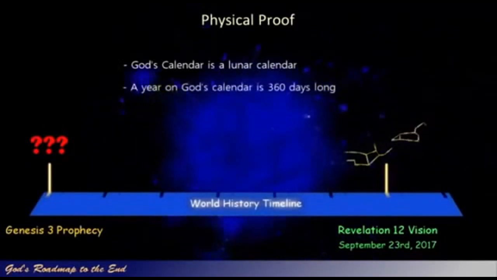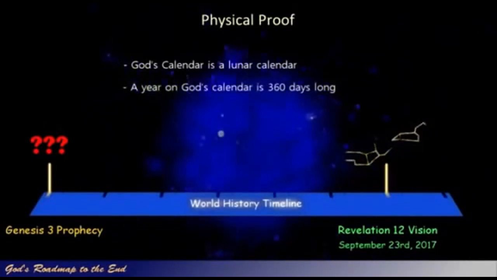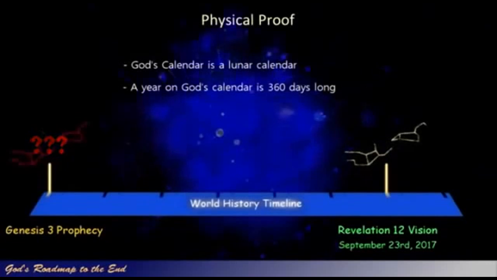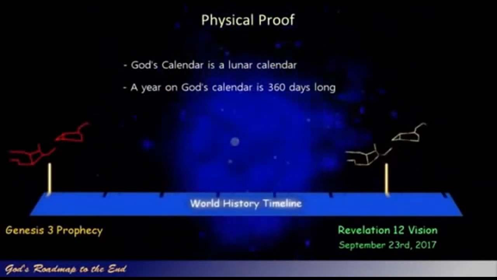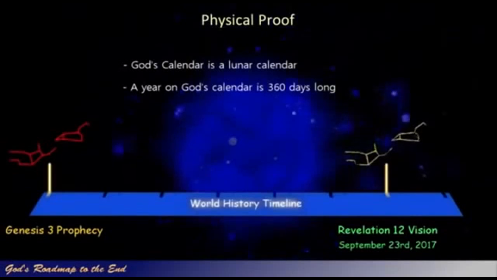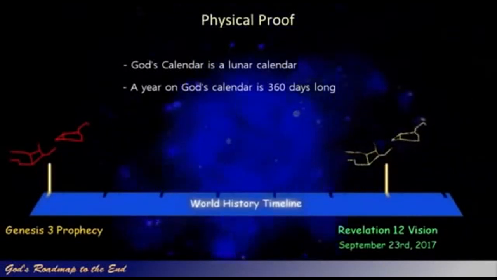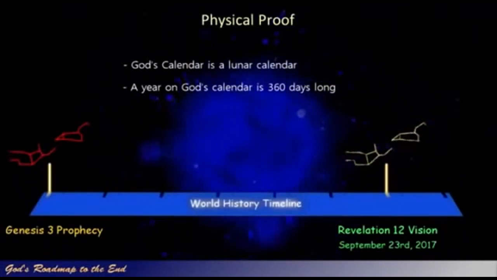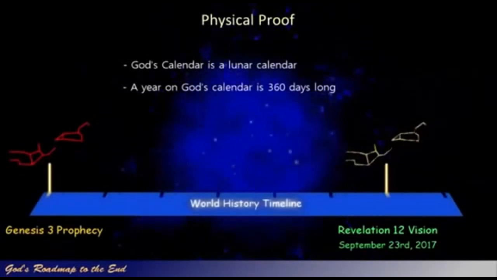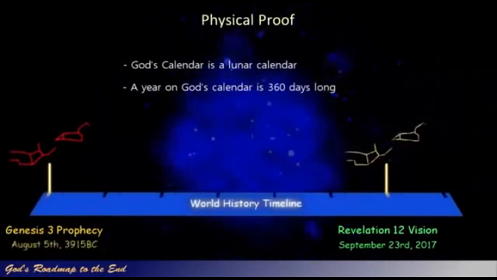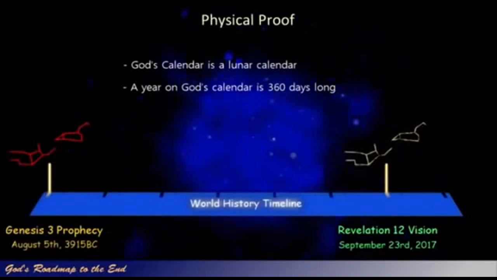As I searched for this marker, around 6,000 biblical years ago, I was amazed to find that God did indeed mark the prophecy with the same celestial configuration as described in Revelation 12. This event is found to have occurred on August 5, 3915 BC.